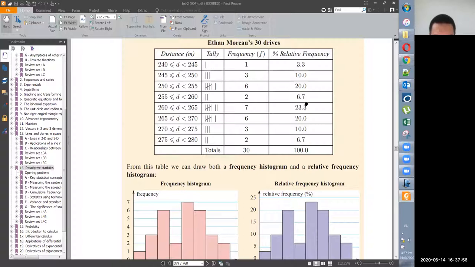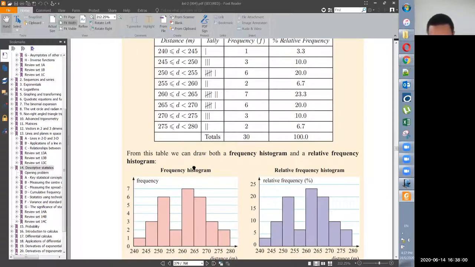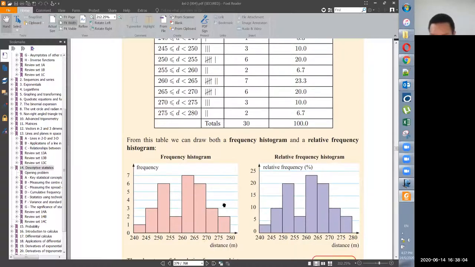So once you get this, can you see this is your frequency histogram and this is your relative frequency histogram. There is not much difference. The only difference is in the vertical axis. The frequency histogram shows how often that number appears, and the relative frequency histogram shows the percentage that appears. It seems the range of 260 to 265 has quite a high frequency percentage. The lower bound, 240 to 245, is much less, and of course 275 to 280 is even less.